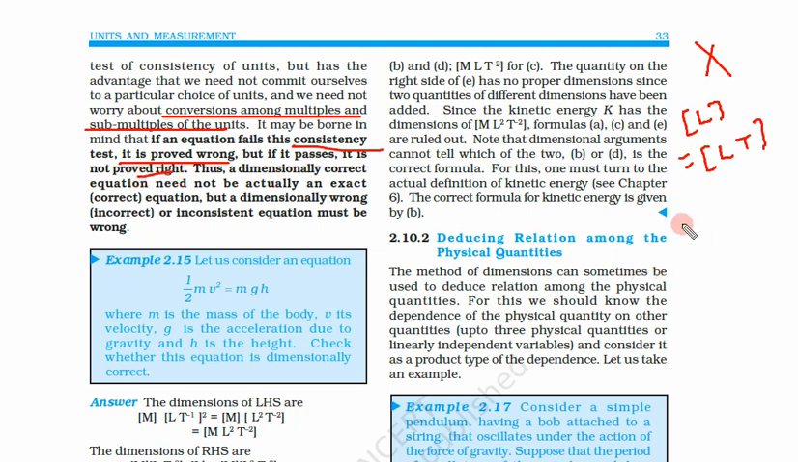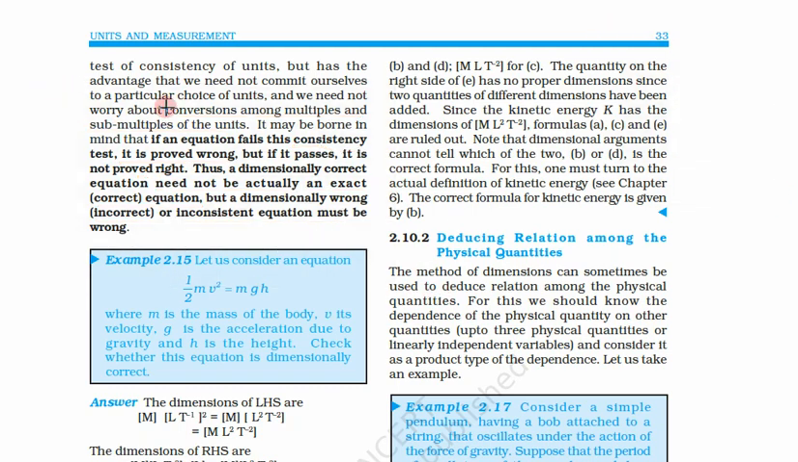As we have learned, the factor may be wrong, or there is some other error. Thus, a dimensionally correct equation need not be an exactly correct equation, but a dimensionally wrong or inconsistent equation must be wrong. So this is very important.